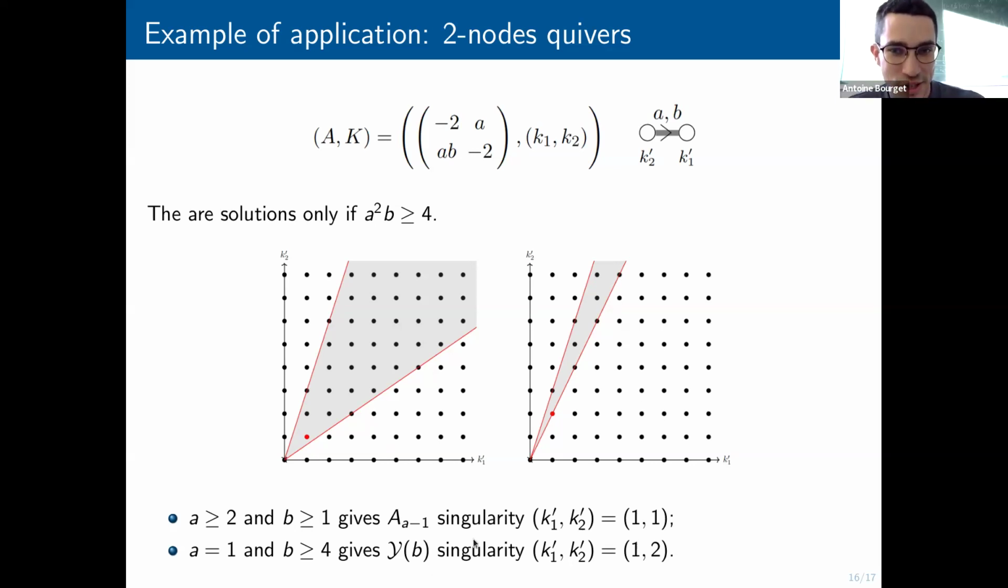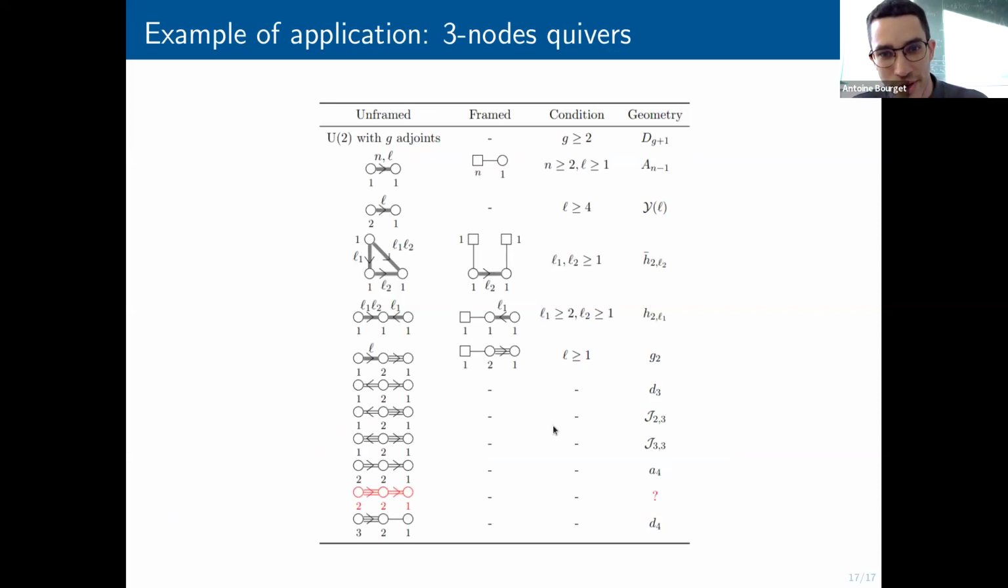Okay, so I just showed this 2-node case, which is kind of trivial just because I can draw pictures, but then you can do more general cases. We did the exercise for 3 nodes, and we find this table, which we claim is the complete list of 3-node quivers whose Coulomb branches are isolated singularities. So this is the complete list.